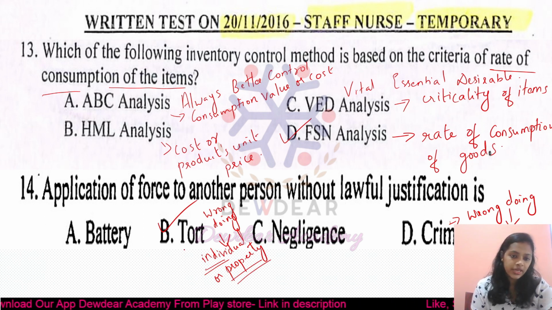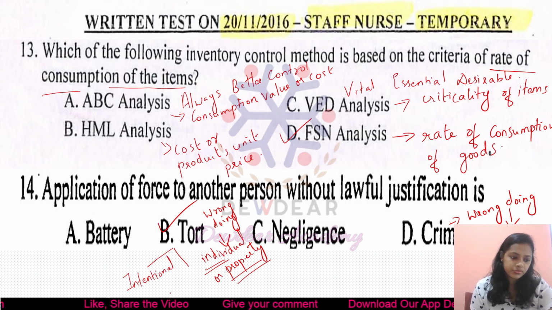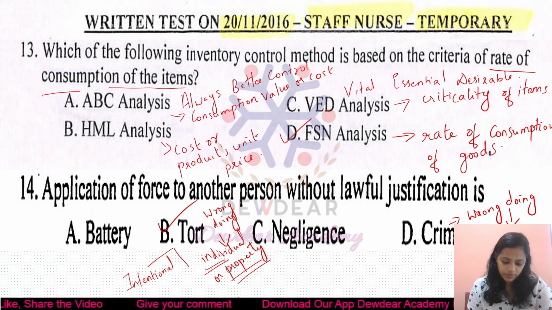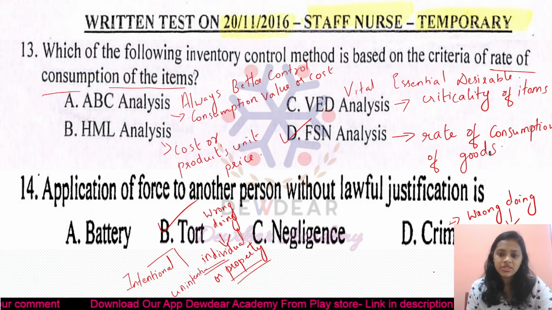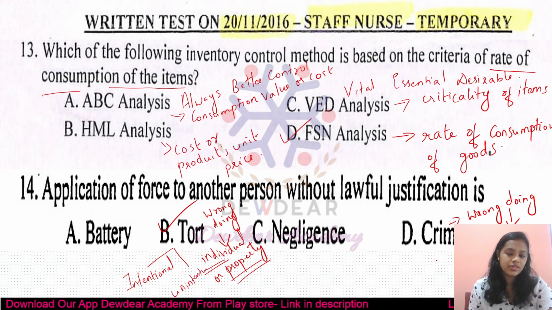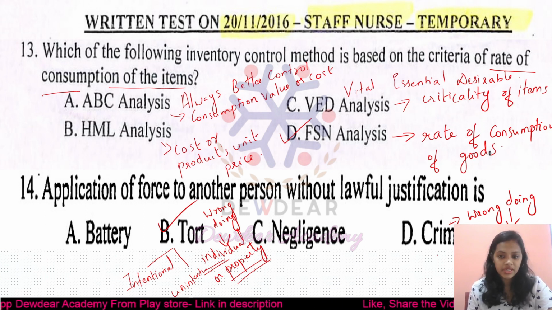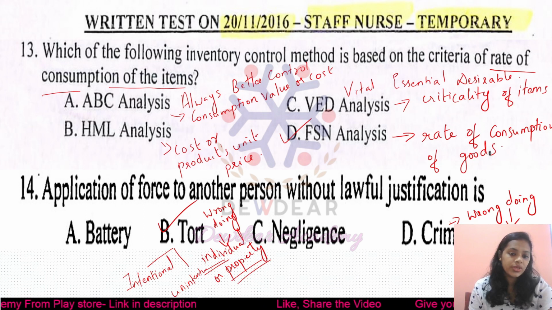Then tort can be divided into two types: intentional and unintentional tort. Crime is usually considered intentional, done mostly intentionally. Tort is divided into intentional and unintentional. Intentional tort examples are battery and assault.